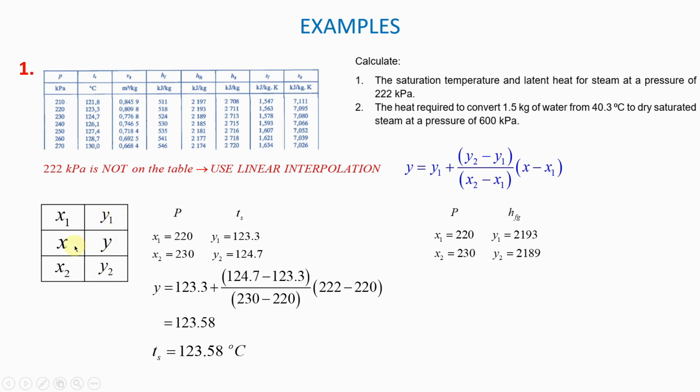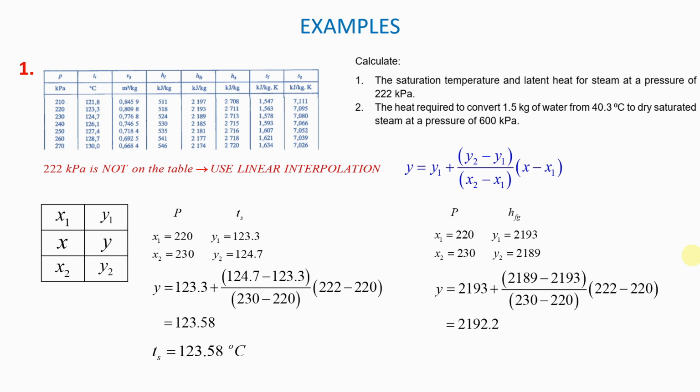But we're trying to find X and Y, which are values in between those two rows. So the X we already know is 222 kilopascals, so we need to find the HFG that will correspond to that value of X. And again, you will use linear interpolation. You will use this equation, plugging in the numbers. And if you do that, this is what you will get.